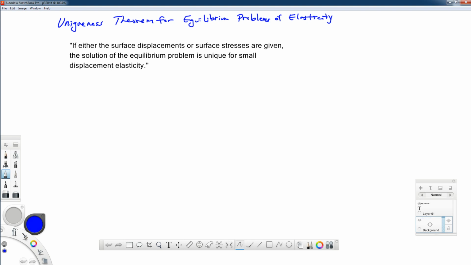So, let's first just remember what equilibrium is all about. We have the partial of sigma x with respect to x plus the partial of tau xy with respect to y plus the partial of tau xz with respect to z plus a body force per volume term in the x direction is equal to 0 for equilibrium. And we have two other equations that are very similar to this.